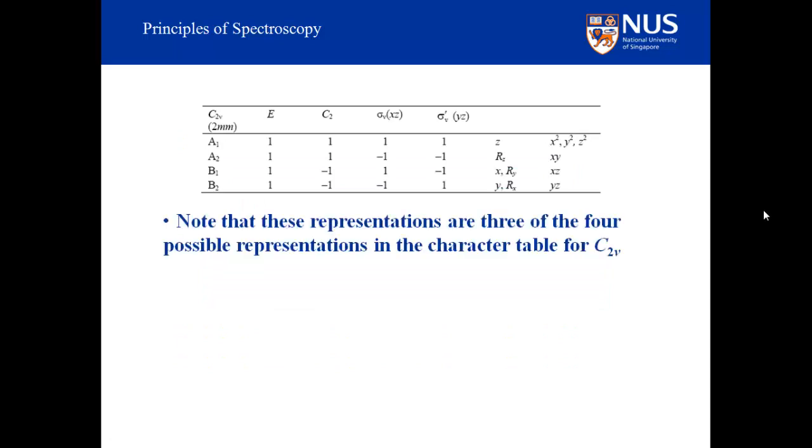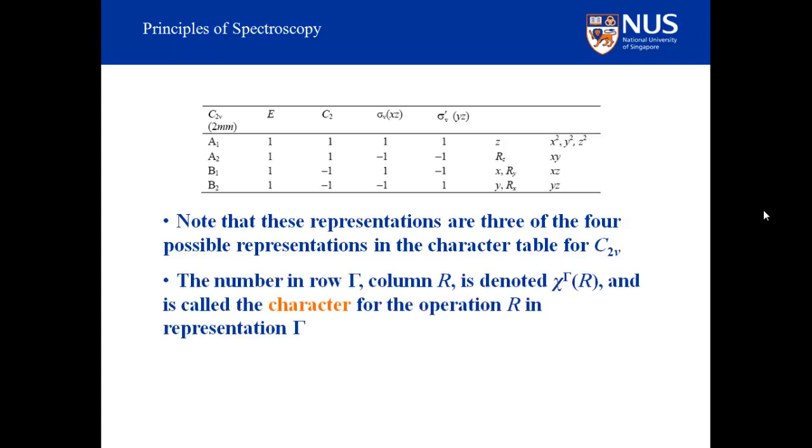Note that in the character table for the C2V point group, the basis functions x, y and z are placed in the rows associated with the B1, B2 and A1 representations respectively. These representations are 3 of the 4 possible irreducible representations in the character table for C2V. As a matter of notation, the number in row gamma, column R, is denoted chi gamma R and is called the character of the operation R in representation gamma.